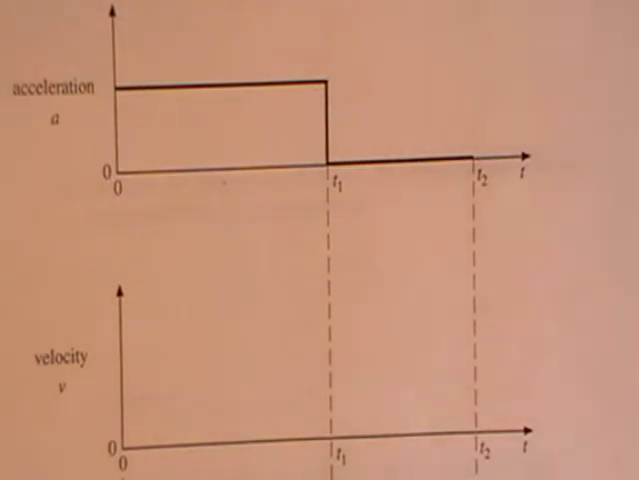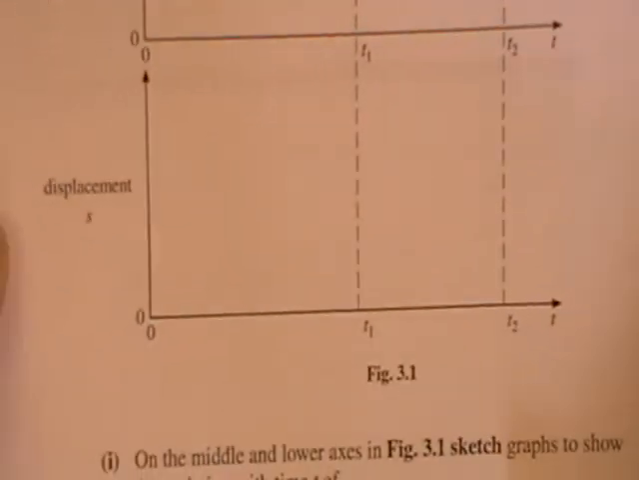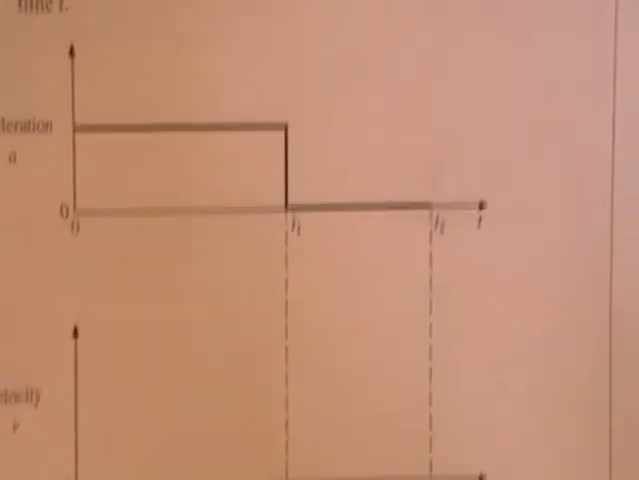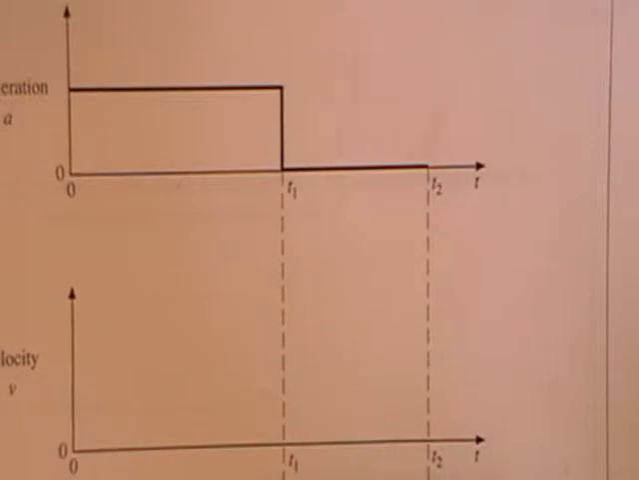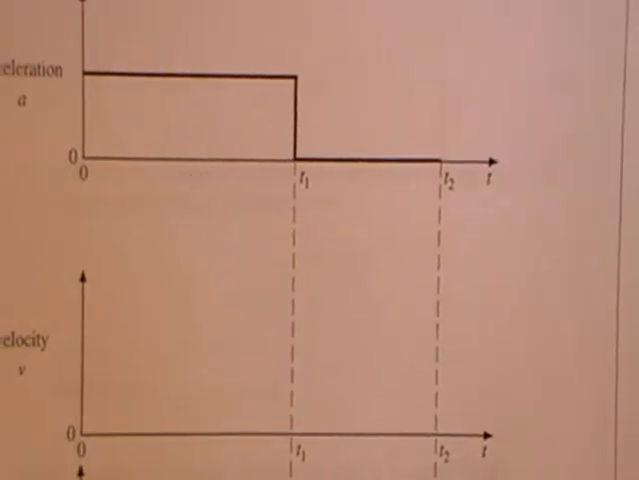Then the next graph shows a velocity time axis, which you have to fill in, and the third graph shows a displacement time axis. So the first part of the question, in part 1, sketch graphs to show the variation of time t with the velocity v of the object, and then the displacement s.